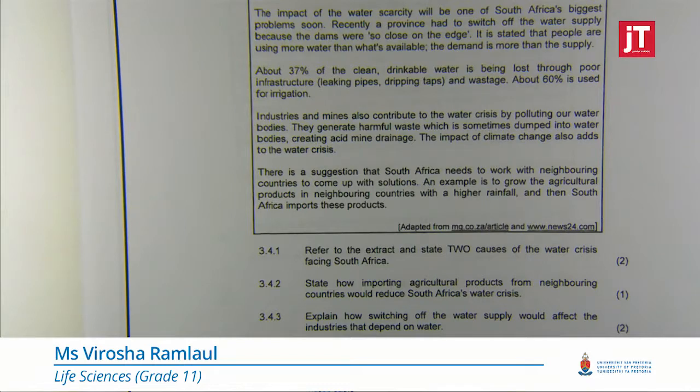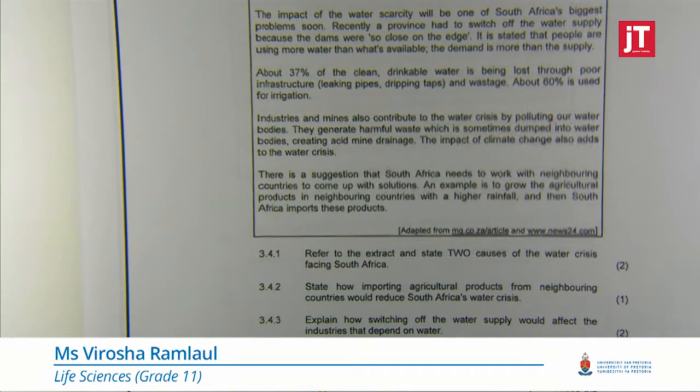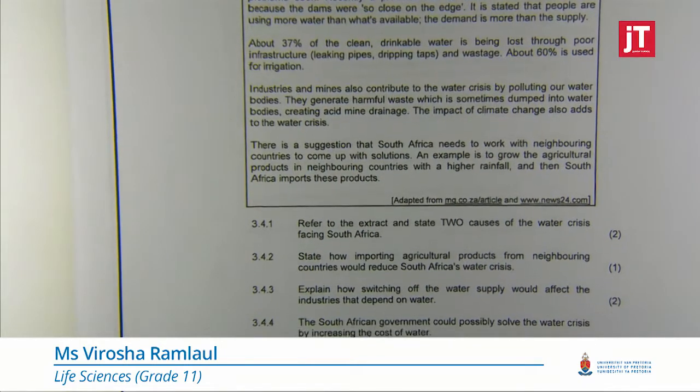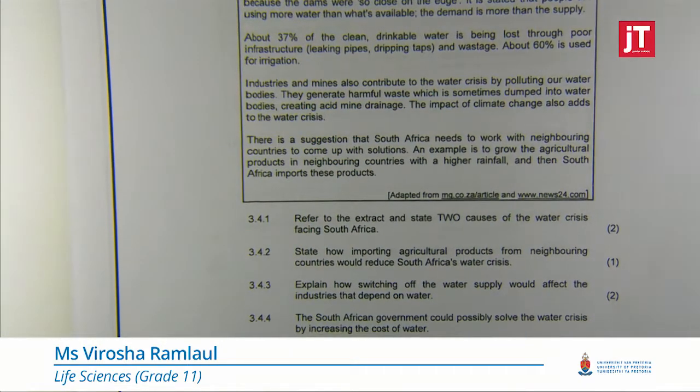About 60% is used for irrigation. Industries and gold mines, industries and mines also contribute to the water crisis by polluting our water bodies. They generate harmful waste which is sometimes dumped into water bodies, creating acid mine drainage. The impact of climate change also adds to the water crisis. There is a suggestion that South Africa needs to work with neighbouring countries to come up with solutions. An example is to grow the agricultural products in neighbouring countries with a higher rainfall, and then South Africa imports these products. Can you see it's March 2016?